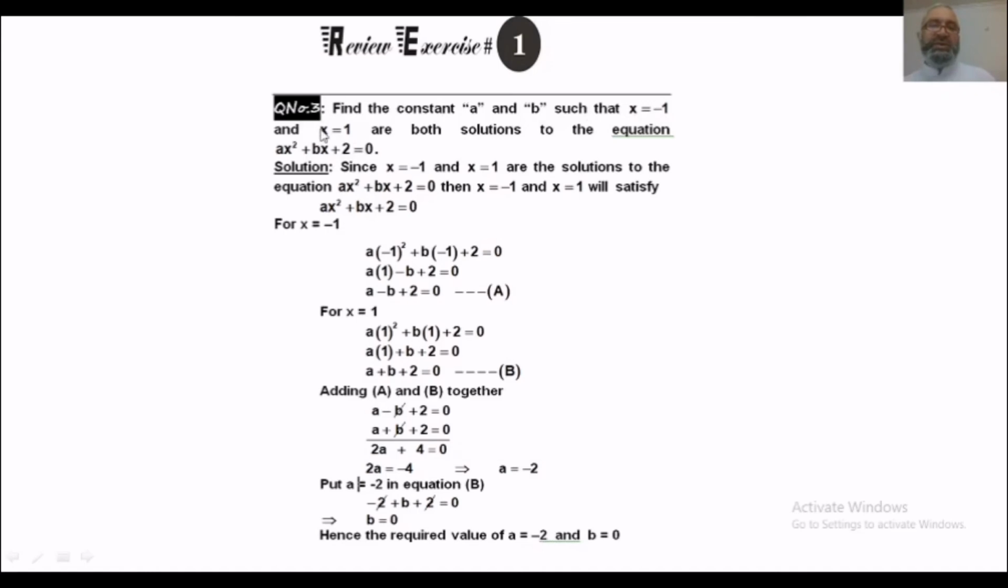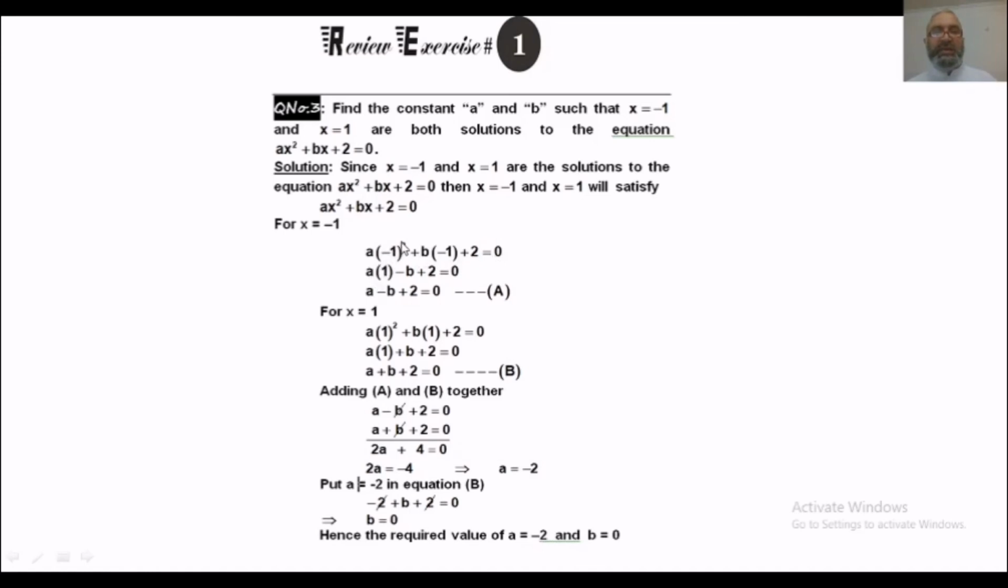If they are the roots, then they will satisfy the given equation. Satisfy means put x is equal to minus 1 first in this equation. So by putting x is equal to minus 1, we have a into minus 1 square in the original equation plus b into minus 1 plus 2 is equal to 0.